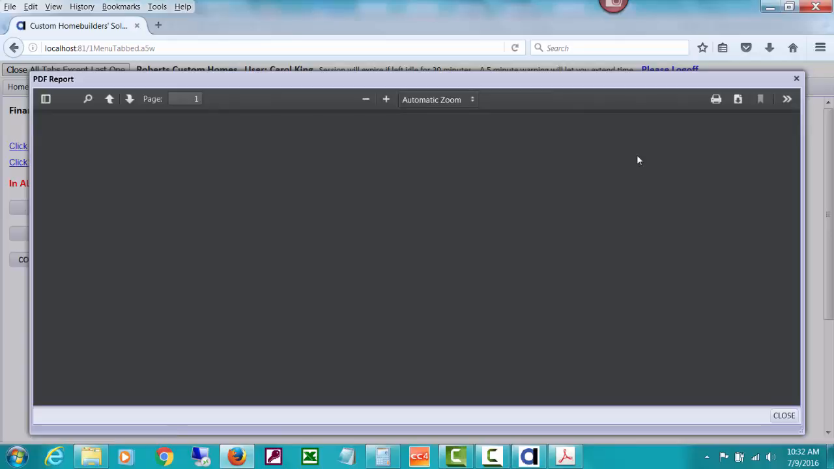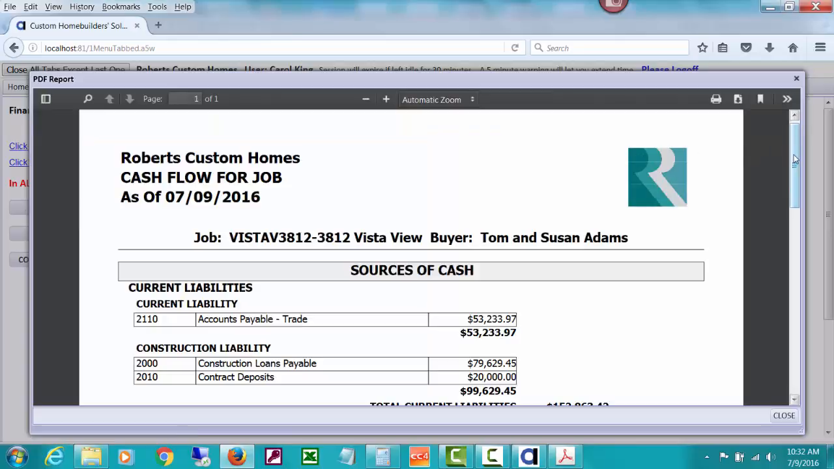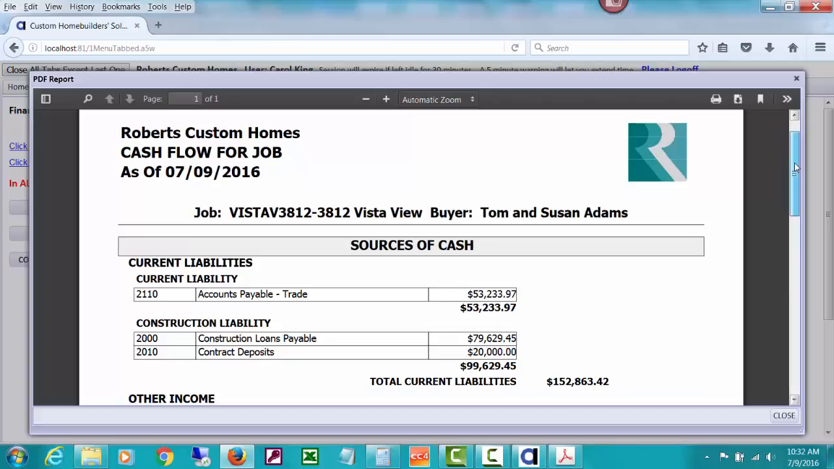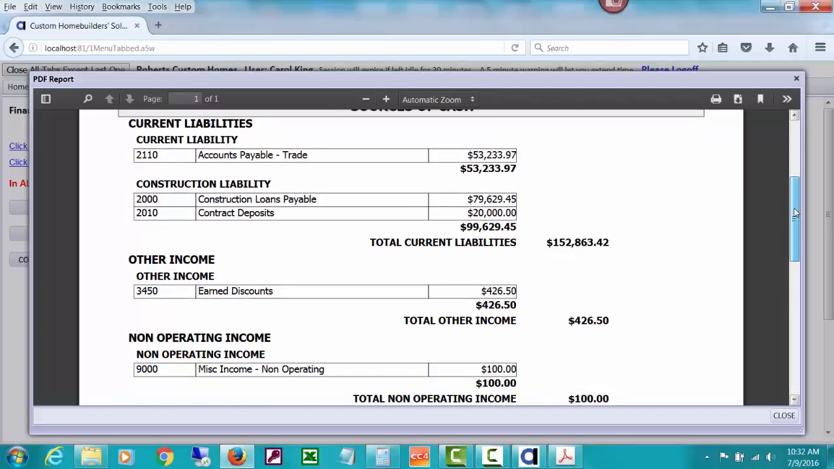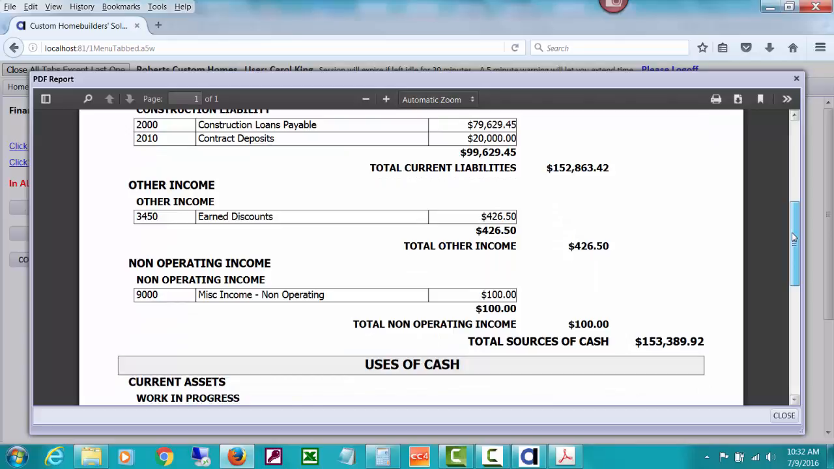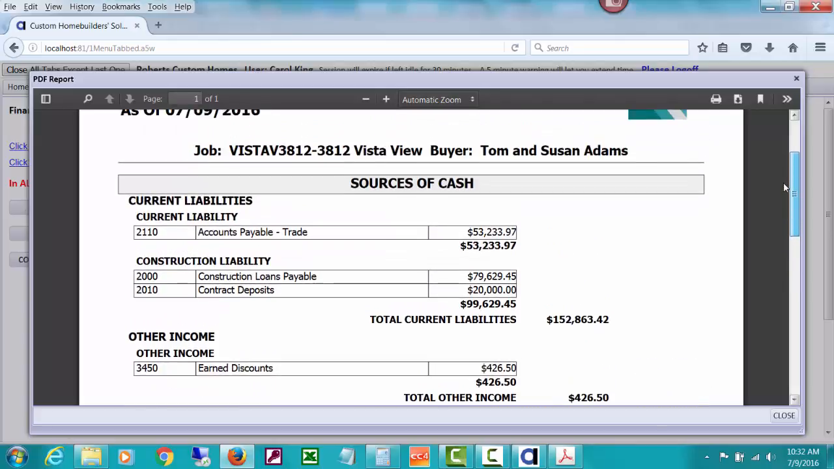By the way, there's several builders who used to use separate checking accounts for every single job, and once they start realizing how well CHS can track cash by job, they move to one checking account because they can get the information they need. So we have sources of cash.